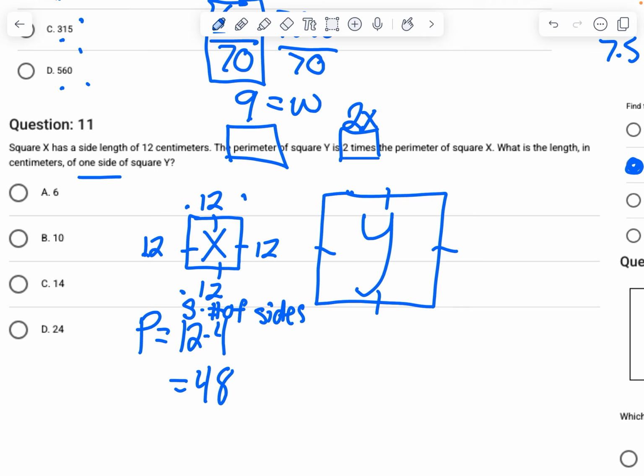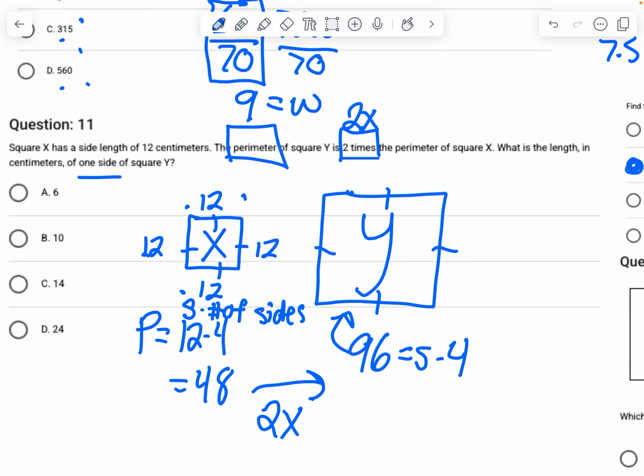Okay, well, if I know that the new one has to be 2 times as much, well, 48 times 2 should get me, what is that, 96? I don't know if I'm wrong, but I think that's right. So 96 should be the perimeter of all those sides, but I've got to find the side length. Side length times the number of sides, which is 4.